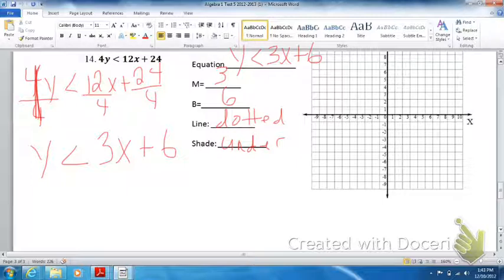So we graph it. There's one there at 6, and then about here. And then it is a dotted line, and then we have to color it underneath. This is under.